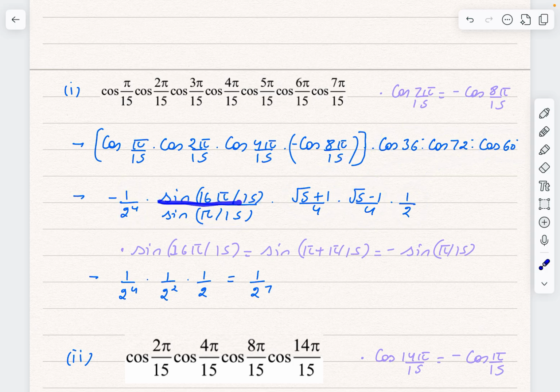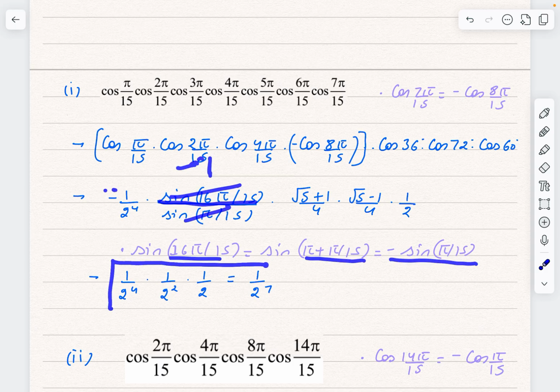And now sine 16 pi by 15 will be same as sine pi plus pi by 15, which will be minus sine pi by 15. So they get cancelled, you get minus 1 here. So minus minus become plus. So you get 1 by 2 power 4, 1 by 2 square, 1 by 2, which will be 1 by 2 power 7.